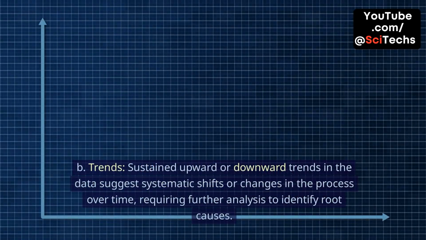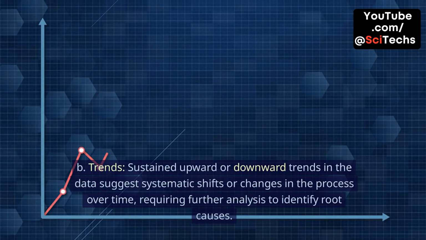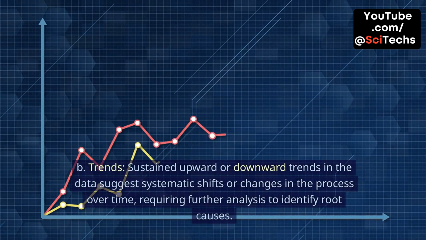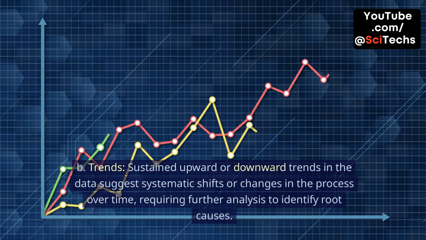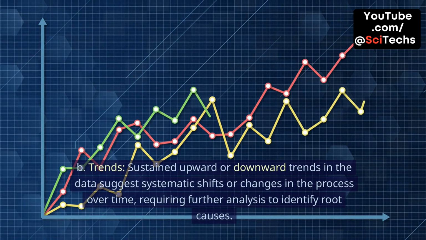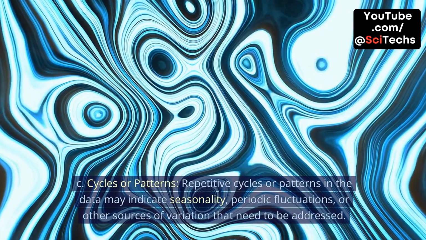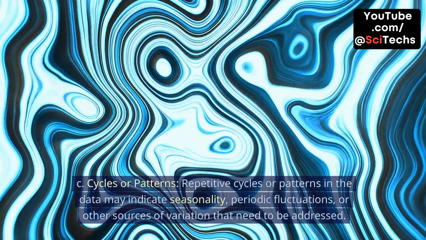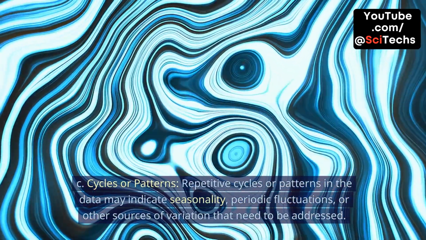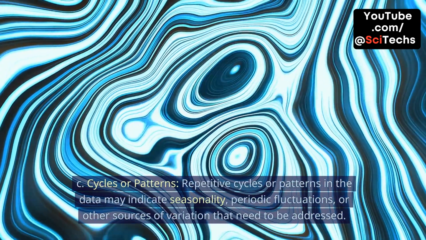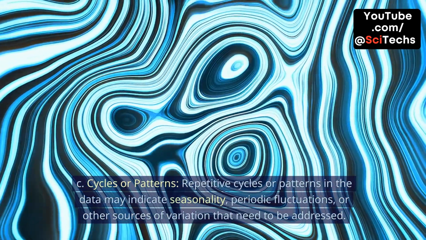b. Trends. Sustained upward or downward trends in the data suggest systematic shifts or changes in the process over time, requiring further analysis to identify root causes. c. Cycles or patterns. Repetitive cycles or patterns in the data may indicate seasonality, periodic fluctuations, or other sources of variation that need to be addressed.